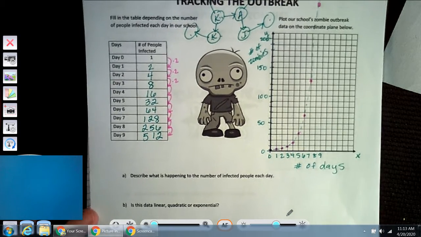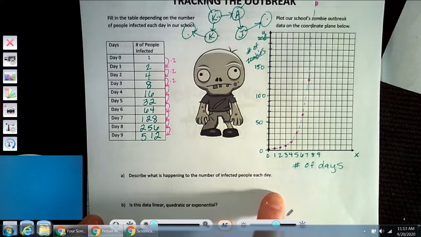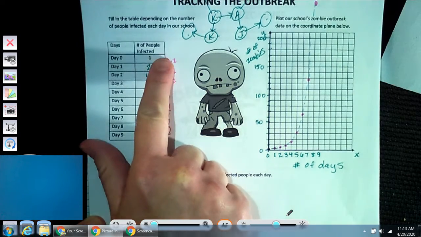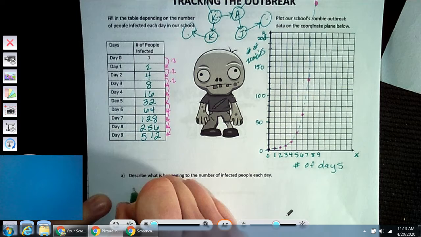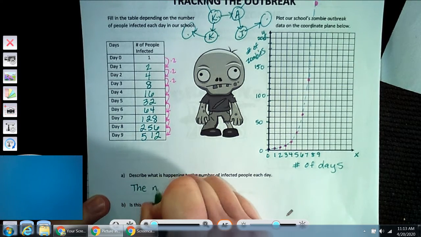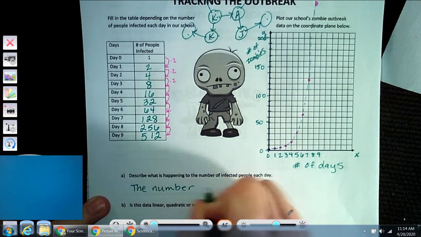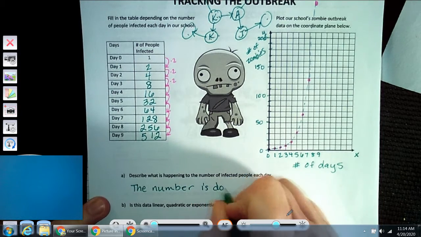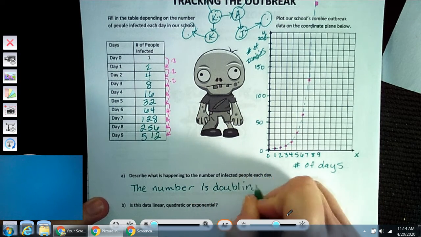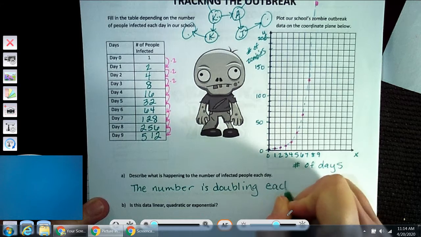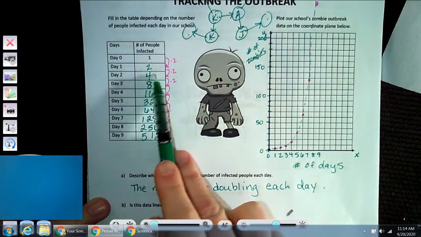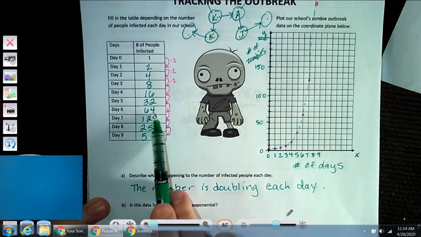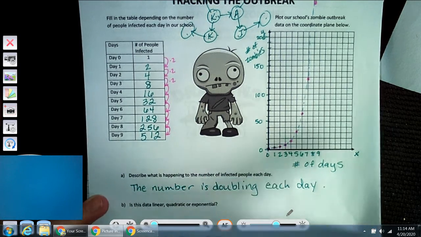A says, describe what is happening to the number of infected people each day. Well, when we looked at our table, we saw that we were multiplying by 2. And another word for multiplying by 2 is doubling. Okay, so we'll say the number is doubling each day. No big deal when we go from 1 to 2 and 2 to 4, but you can see that about here it starts to really jump. Those are big increases every day.